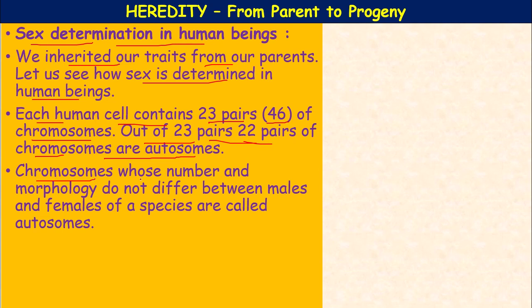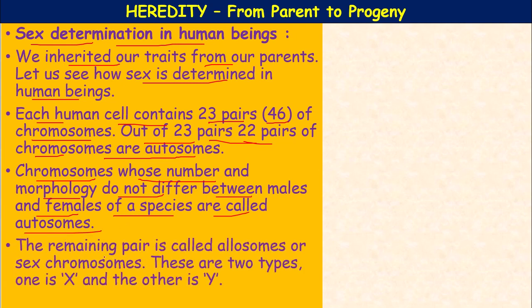Autosomes are chromosomes whose number and morphology do not differ between males and females. So, these 22 pairs are common in males and females of the species, and these are called autosomes. The remaining one pair is called allosomes or sex chromosomes. These are of two types: one is the X chromosome and the other is the Y chromosome. The last pair represents these two, X and Y.